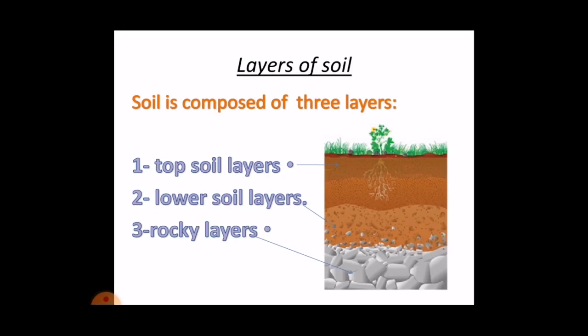What are the layers of the soil? Soil is composed of three layers. Number 1, top soil layers. Number 2, lower soil layers. Number 3, rocky layers. The layers of the soil: top soil layers, lower soil layers, and rocky layers.